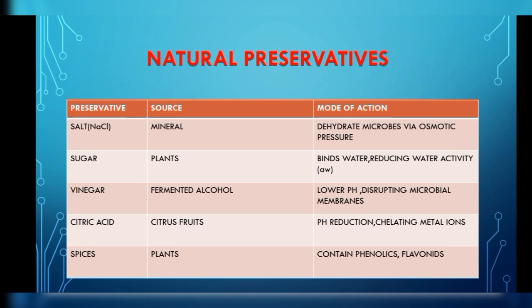Starts with salt. It creates osmotic pressure and is sourced from minerals. Sugar reduces the water activity, which inhibits microbial growth. Next is vinegar. It is fermented alcohol. It reduces the pH and inhibits bacterial growth. Citric acid. It reduces the pH and chelates metal ions. Spices. They contain phenolics and natural antimicrobials like eugenol in cloves.